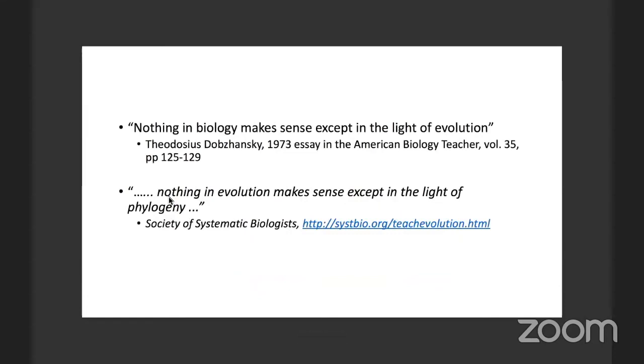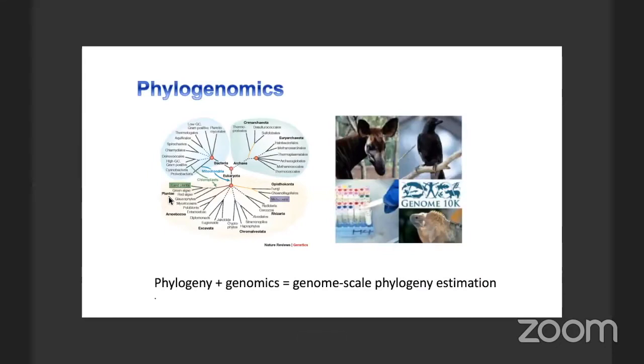So why is evolution important? It's because it gives you a context in which to answer biological questions. Specifically, nothing in biology makes sense except in the light of evolution, a very famous saying that everyone always repeats. Another saying that's a little bit less well known is nothing in evolution makes sense except in the light of phylogeny. So phylogeny is this graphical model, which is why as a computer scientist, we're interested in this reconstruction problem. When you look at genome scale data, you get something called phylogenomics, which is phylogeny estimation using whole genomes.